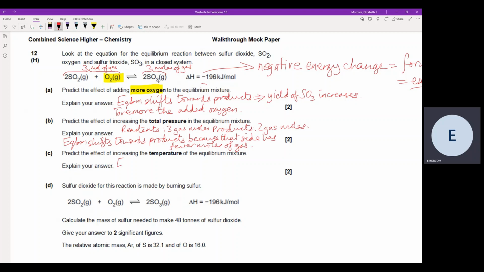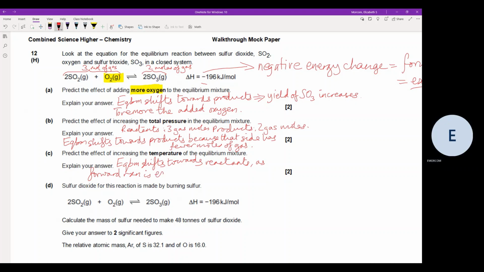So the equilibrium shifts towards the reactants, as the forward reaction is exothermic, and this opposes the change. Or decrease the temperature again.